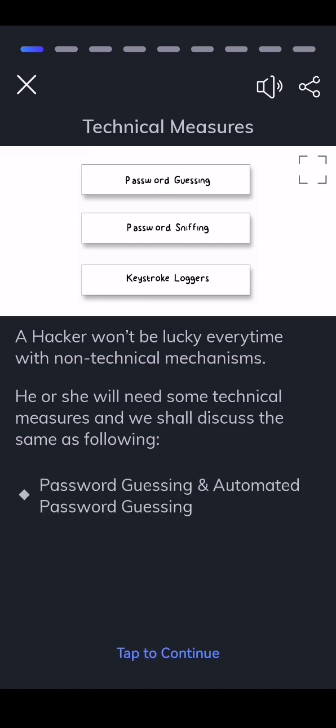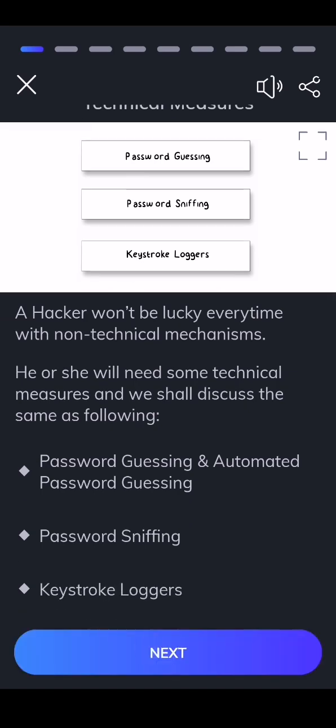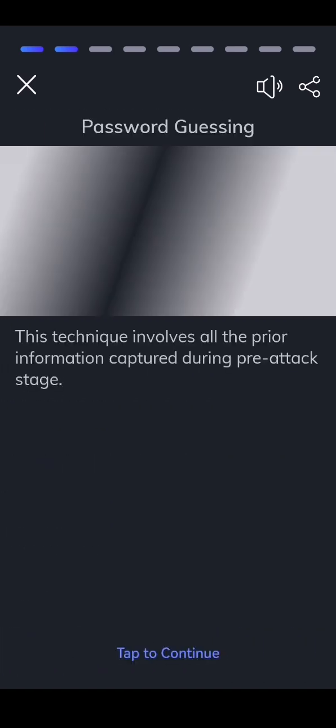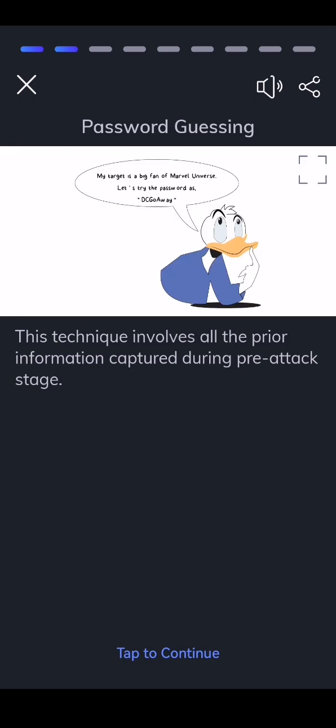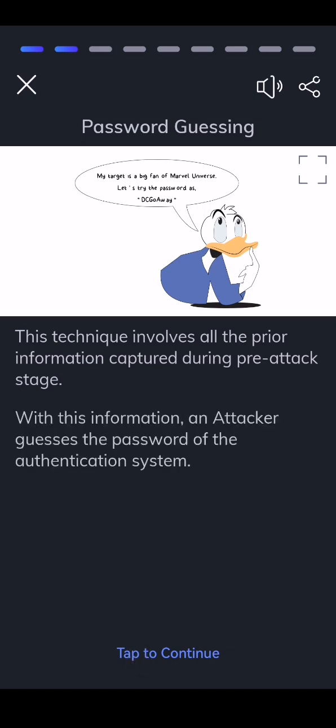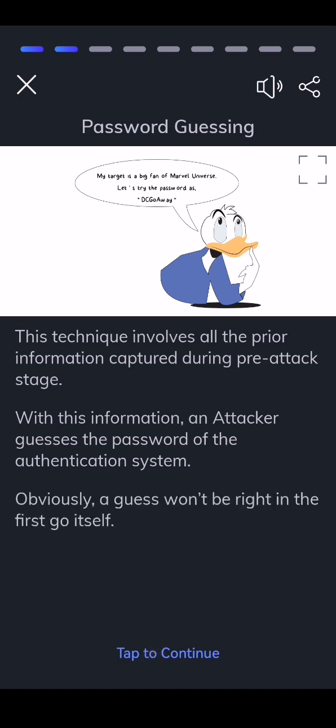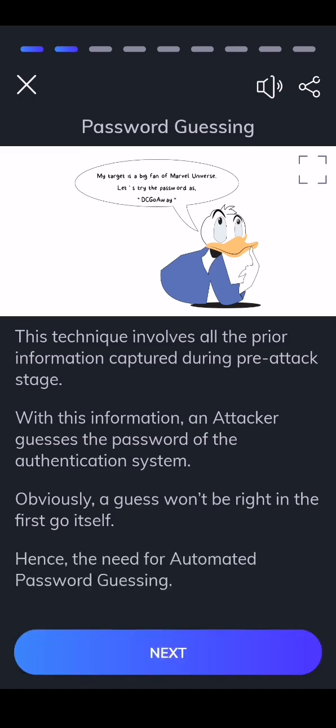Password guessing and automated password guessing. Password sniffing. Keystroke loggers. This technique involves all the prior information captured during pre-attack stage. With this information, an attacker guesses the password of the authentication system. Obviously, a guess won't be right in the first go itself. Hence, the need for automated password guessing.